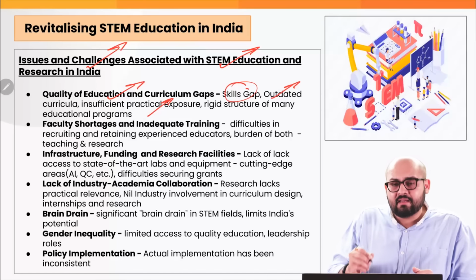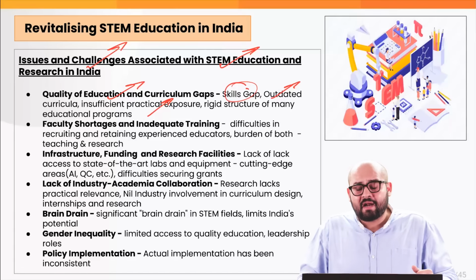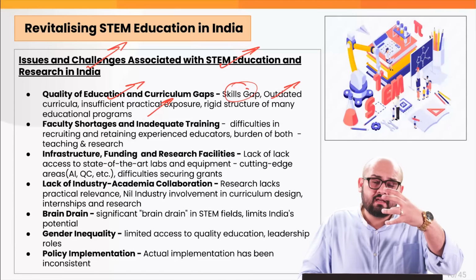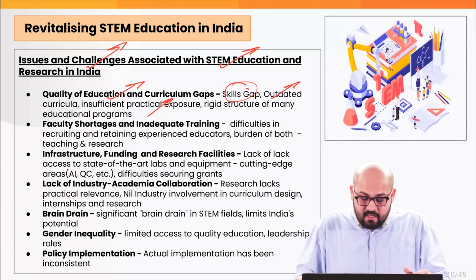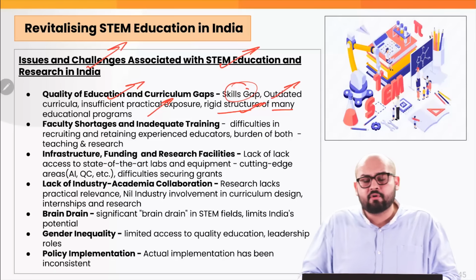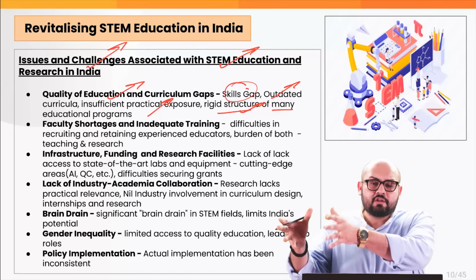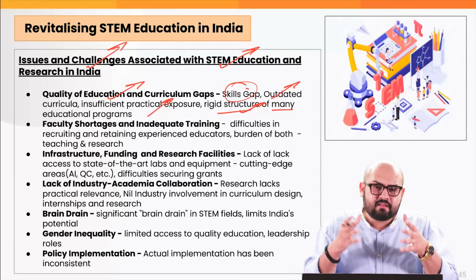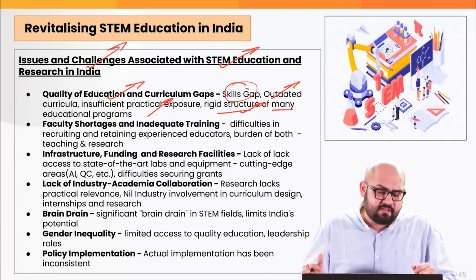Then what we see is that insufficient attention is being paid to practical exposure. That is, there is an emphasis on theoretical learning rather than experiential learning, rather than practical learning, right? Then what we see is that there is a rigid structure of many educational programs, right? These programs are not in sync with recent technological developments, or they are not flexible. They are very rigid. And that is something which actually retards the progress of the students in the STEM domain.